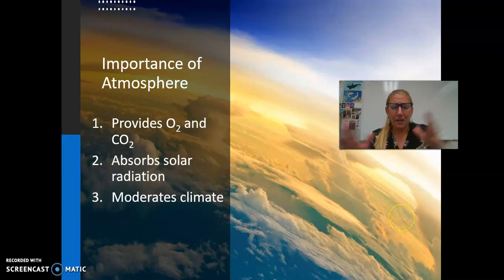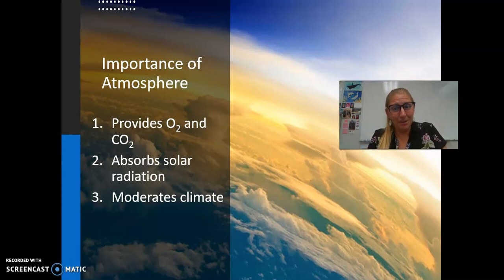The atmosphere, I'm going to kind of lump these two together. The atmosphere is going to absorb different types of radiation. UV radiation, like in the case of the ozone layer. UV radiation is harmful to living things, causes skin cancer and mutations and things like that. Other parts of the atmosphere will absorb infrared radiation, which is what heats the surface of the planet.